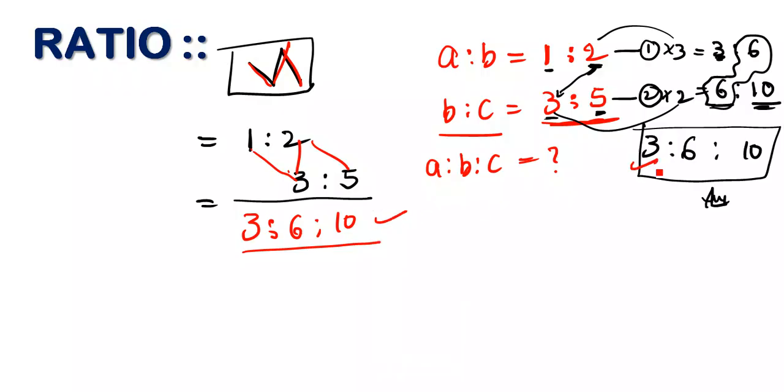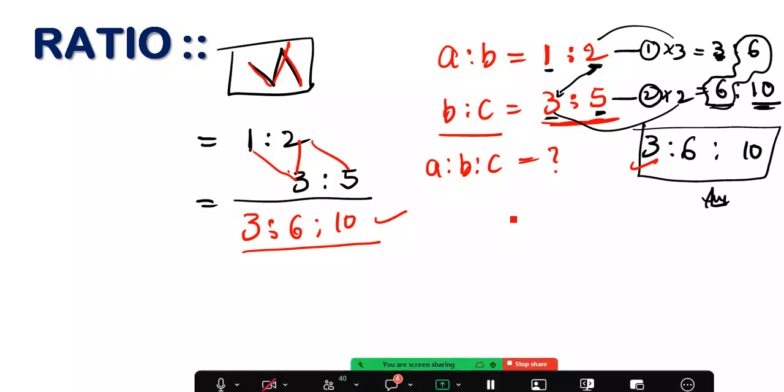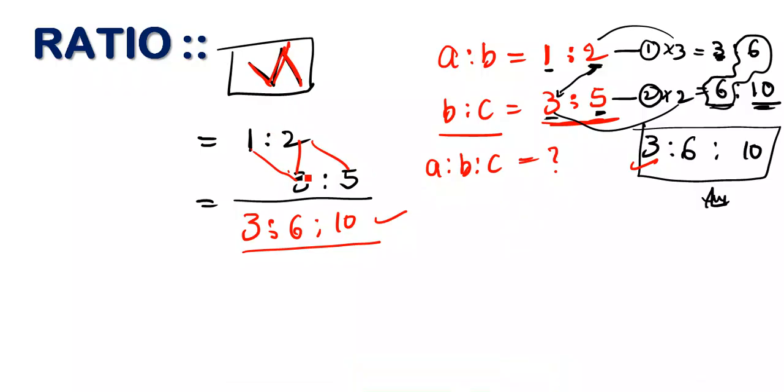Clear, guys, all of you? Second method. Just remember this symbol. The given information, A is to B is 1 is to 2. Leave a gap. And next, B is to C is equal to 3 is to 5. First line, 1 into 3, 3. Second line, 2 3s are 6. Third line, 5 2s are 10. Any cancellations? No cancellations.